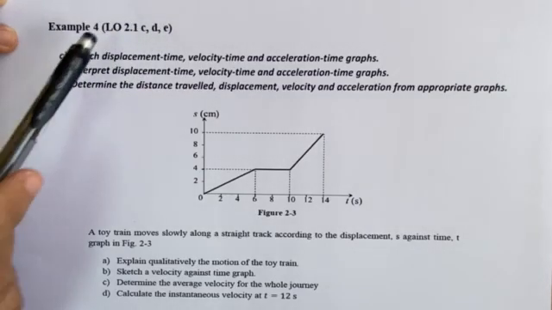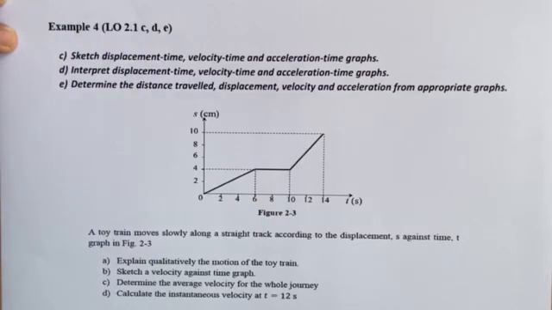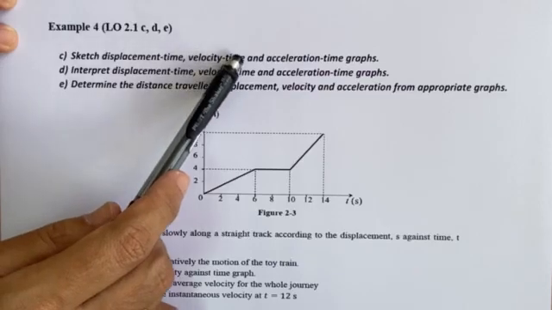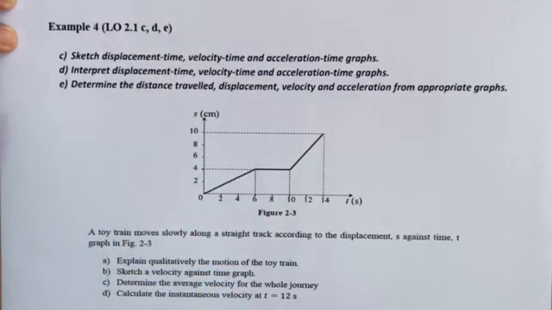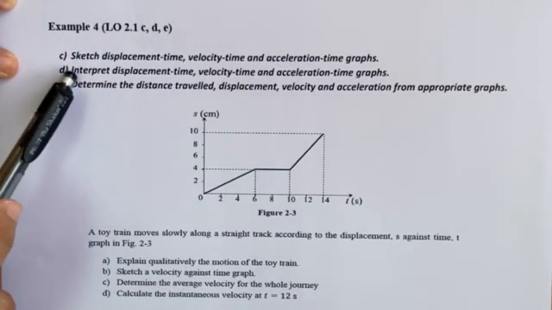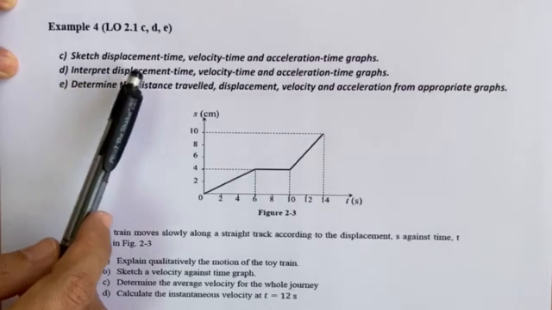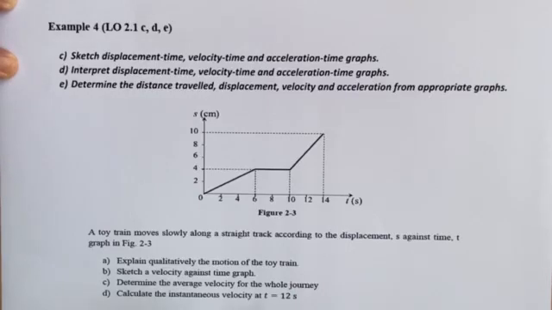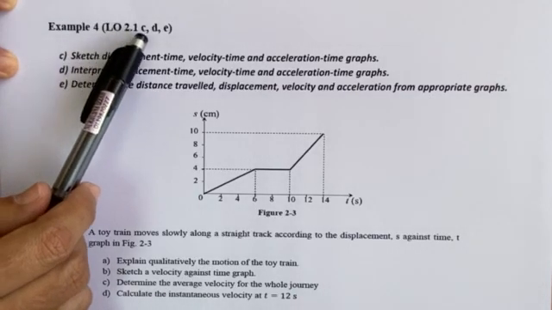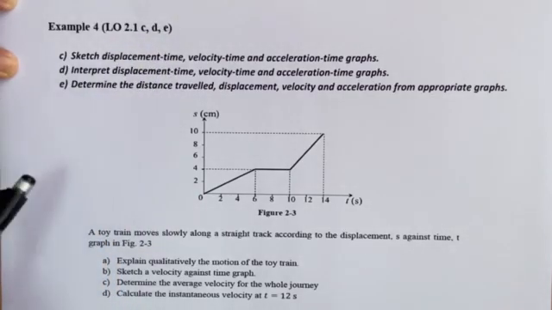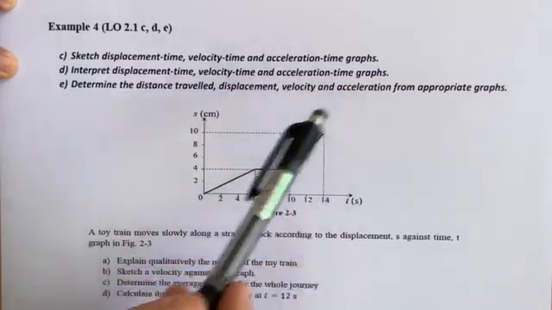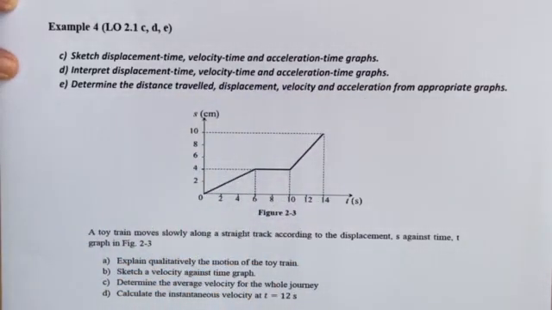By now, you should be familiar with the 2.1C learning outcome, where you ought to sketch 3 types of graph that are the displacement against time, velocity against time, and acceleration against time. Whereas for learning outcome 2.1D, you should know how to interpret the graphs. There are the 3 graphs: the displacement against time, velocity against time, and acceleration against time graph. And as for learning outcome 2.1E, you ought to know how to determine the distance traveled, displacement, velocity, and acceleration from appropriate graphs given.